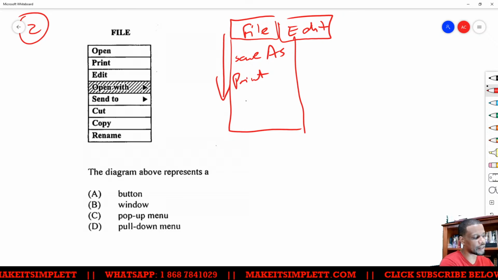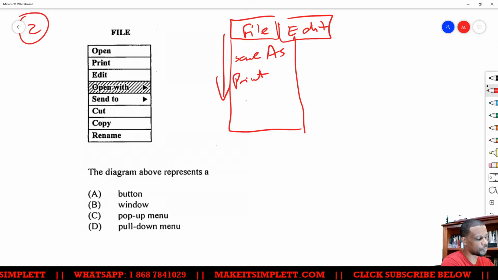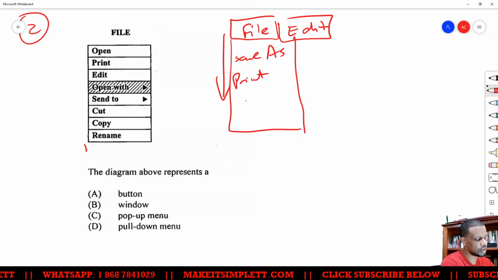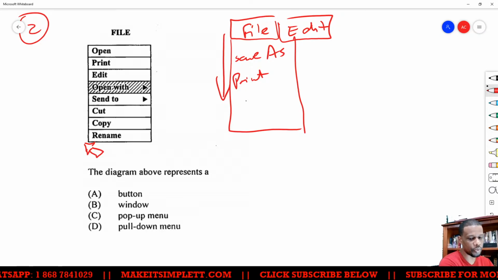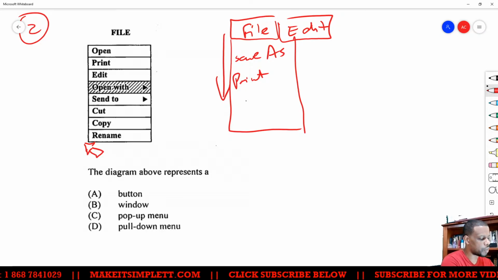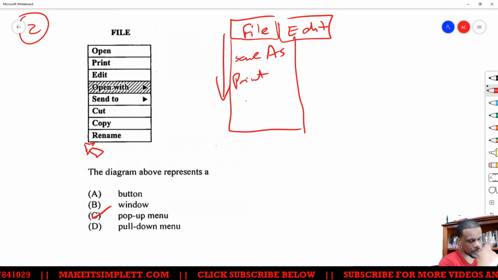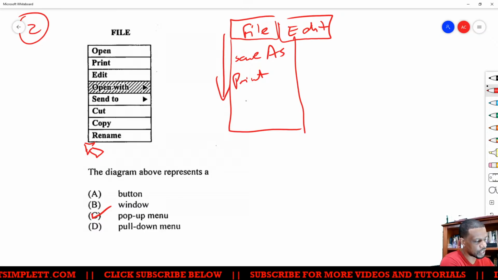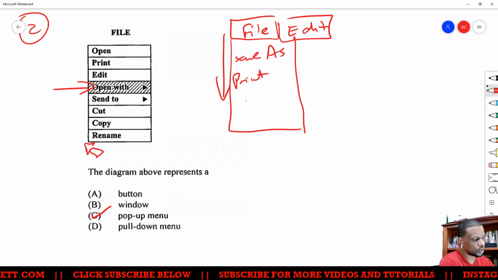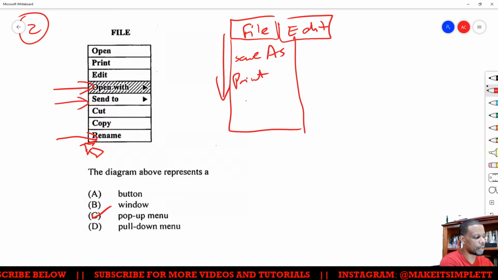The one where you right click, however, is gonna pop up. So imagine you have the mouse cursor here, and then you right click. This is what will pop up. The reason why this is called a pop-up menu is because it pops up when you click or long press. And the thing that gives it away is that it would have open, print, edit, but this open with only happens when you right click. Rename only happens when you right click. Send to happens when you right click.